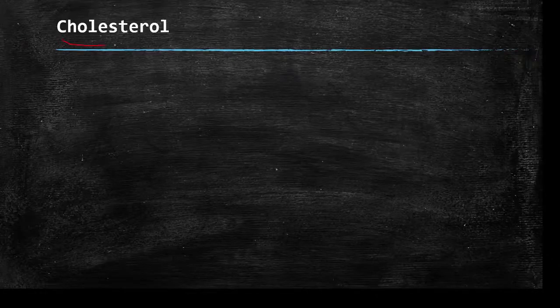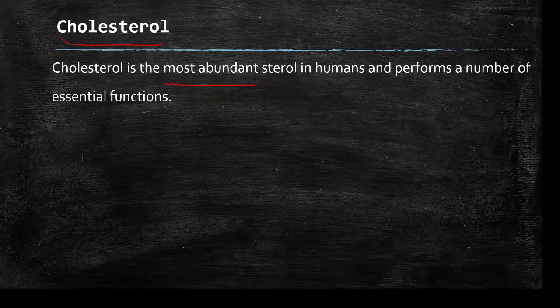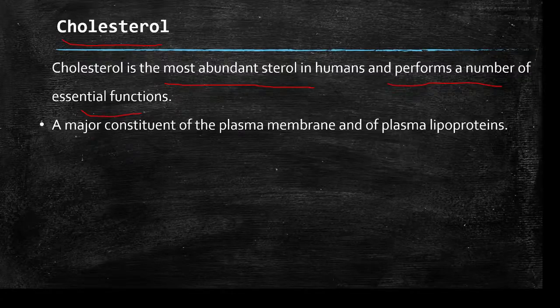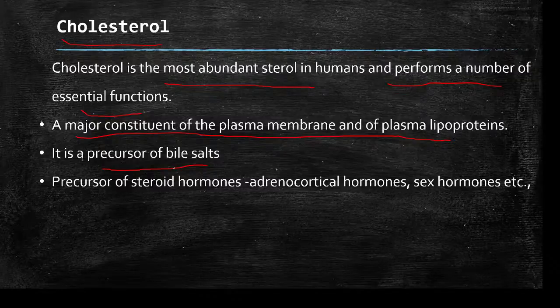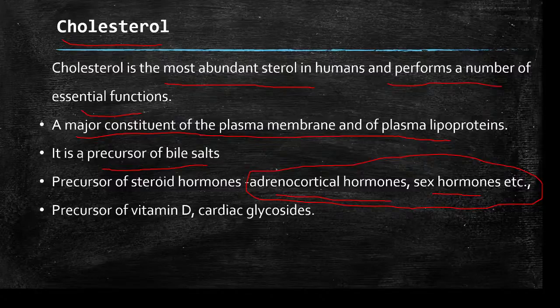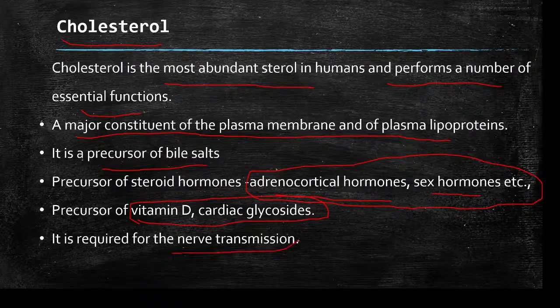Okay, so now about cholesterol. So cholesterol is the most abundant sterol in humans and performs a number of essential functions. So this is the major constituent of plasma membrane and of plasma lipoprotein. So it is the precursor of bile salts. The role of bile salts we will discuss in a future class. So it is the precursor of steroid hormones, adrenocortical hormones, and sex hormones. So these and many more hormones are derived from cholesterol. Okay, it is the precursor for vitamin D and cardiac glycosides. These are also derived from cholesterol. So it is required for nerve transmission.